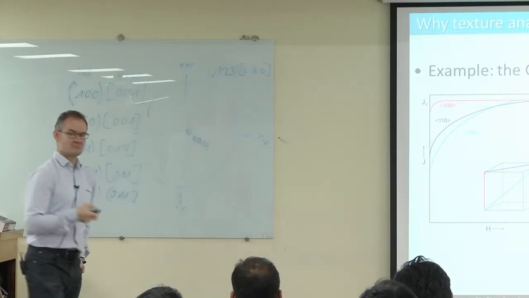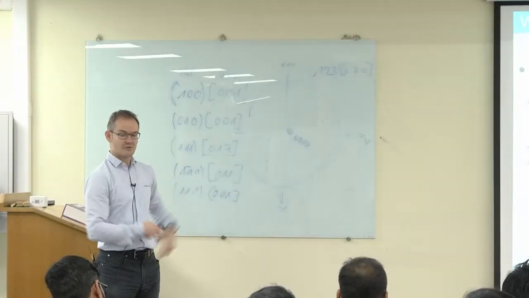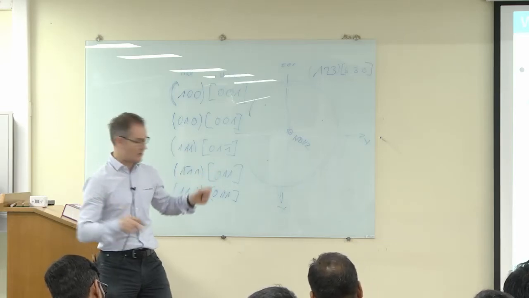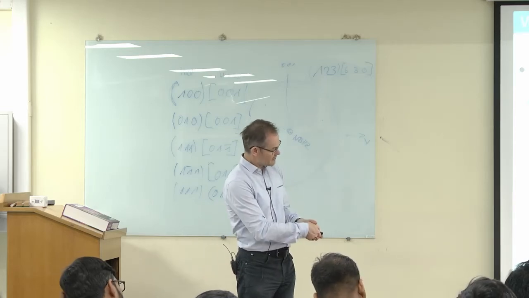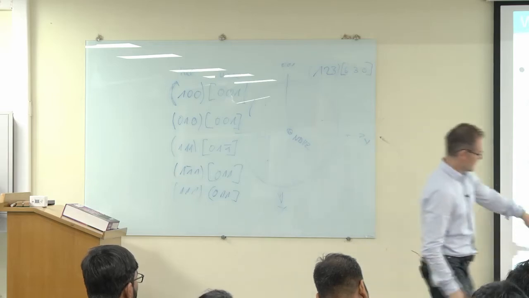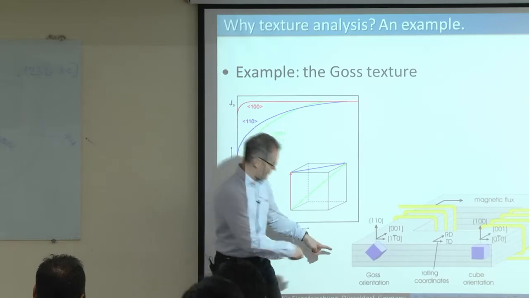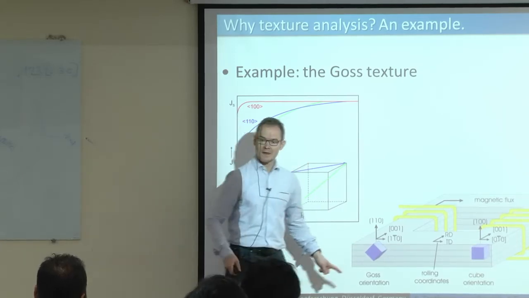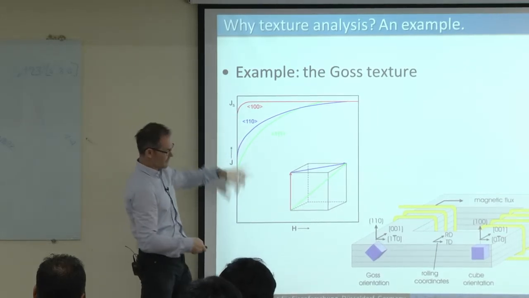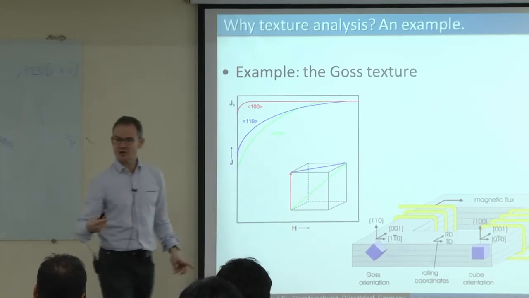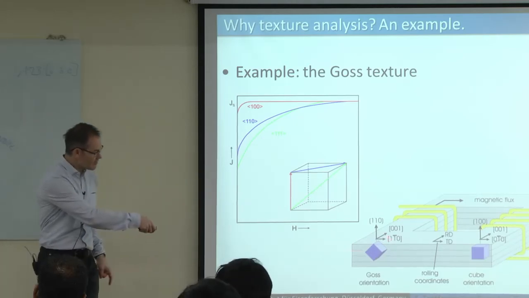But Mr. Goss, some 80 years ago, found a fantastic way to create another form of orientation in a large technological amount. And that is the Goss texture, named after him. This texture has 110, 001 as the direction. So one direction is 110, but the second one is 001. And you see here, 110 is okay, it's not so super, but 100 is very good, so we have a good compromise.